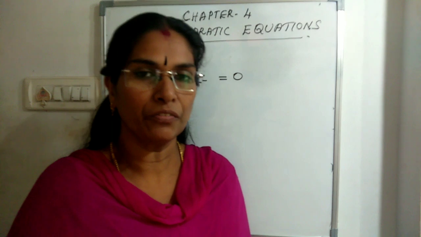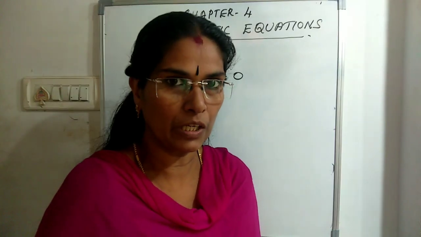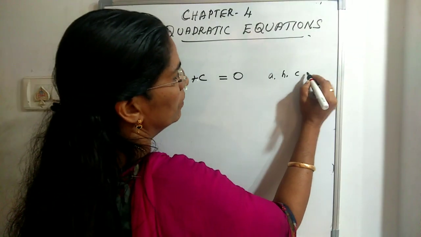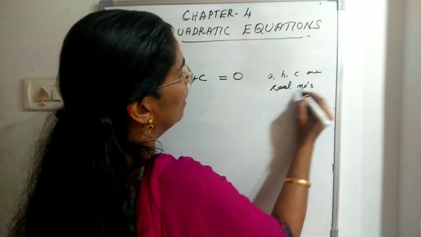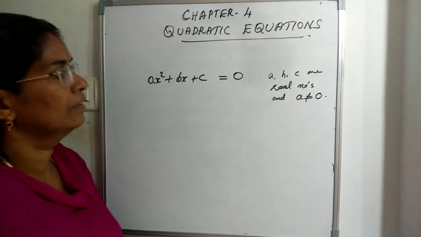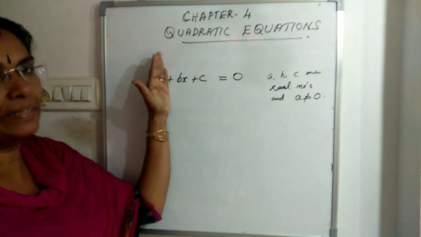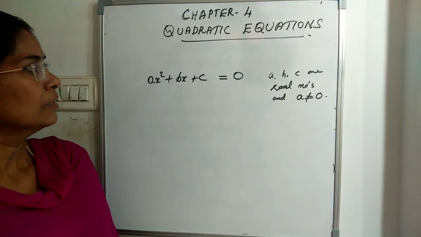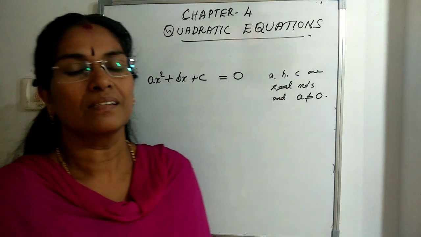So, an equation of the form ax square plus bx plus c equal to 0, where a, b, c are real numbers and a not equal to 0. These are the conditions. If a equal to 0, this term will be 0, and then it is not a quadratic, it becomes a linear equation. So, quadratic equations are very important.